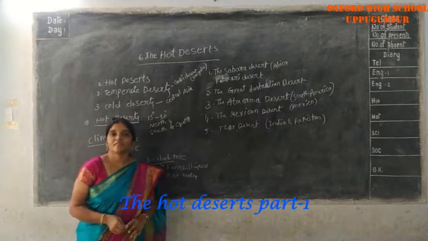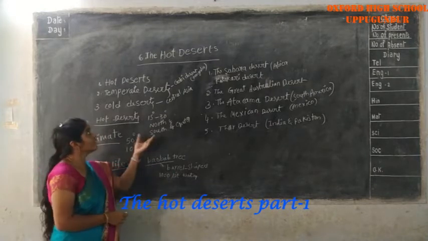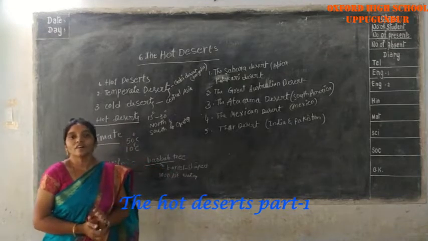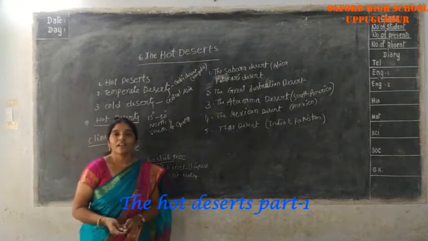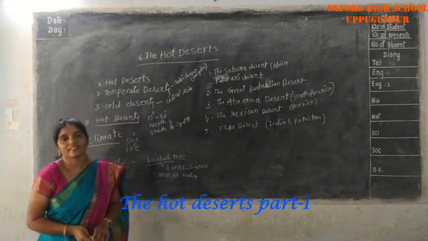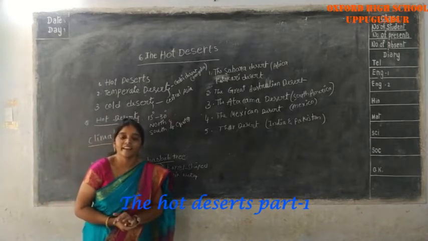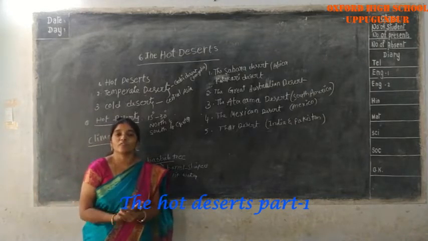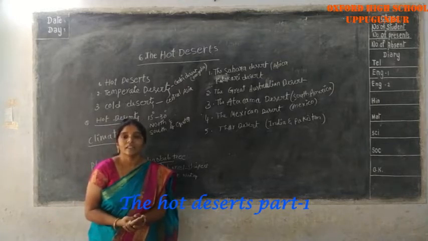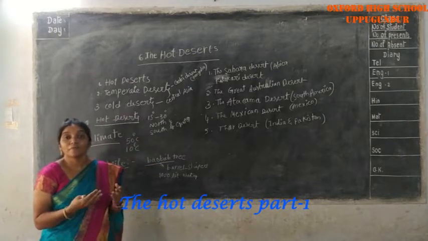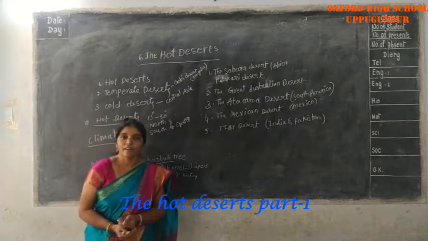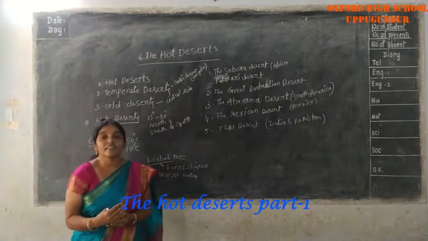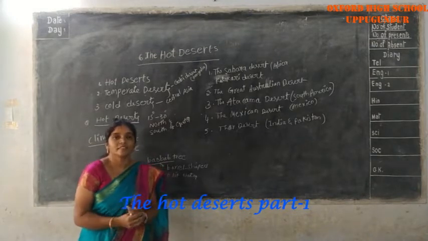In today's class, we will discuss the new lesson, the sixth lesson, the hot deserts. All of us know the desert. Desert is very hot, sandy and dry. In summer and winter, those days are very hot. There is no vegetation. It is difficult to lead a human being's life. So we will discuss the hot deserts.